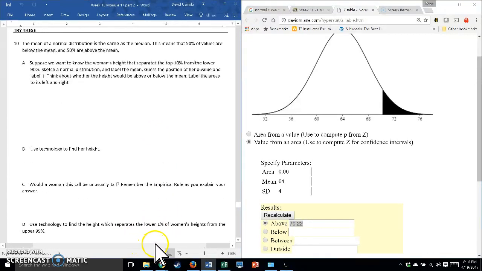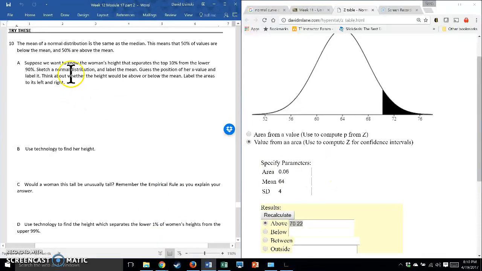Alright, so let's go to this next page. And it says, we know that the mean represents 50% of the values and the median is also 50% because this is a normal curve. The normal curve has the same median and mean. So for this next part, it says, suppose we want to know what separates the top 10% from the lower 90%.